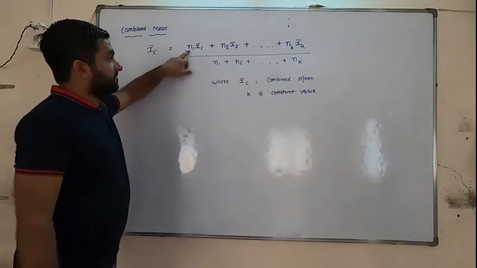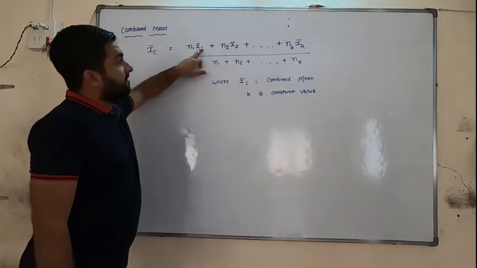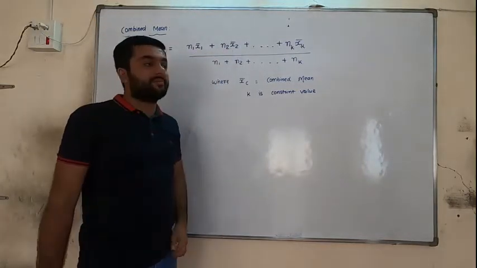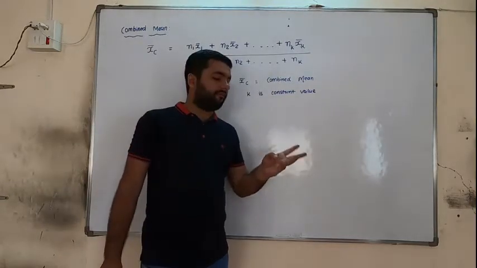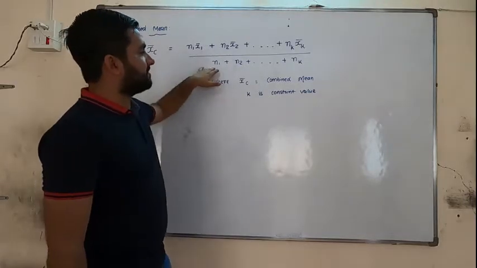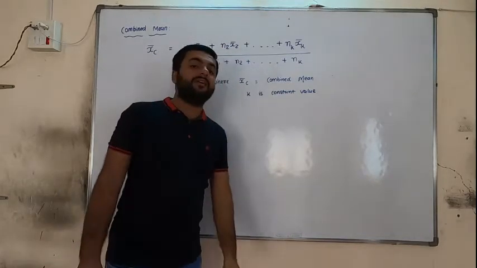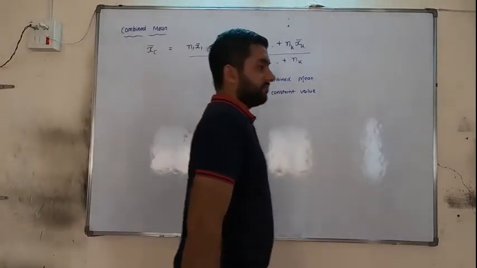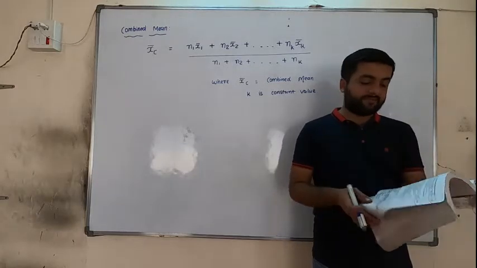First type of data's observations and its mean are multiplied, and then we add the second type of data's observations and second mean, till however many are given. Normally 3 types are given, though they can give 4 or 5. If 3 types are given, then n1 plus n2 plus n3 in the denominator, and n1 x1 bar, n2 x2 bar and n3 x3 bar in the numerator. So this is the combined mean formula. Now let us first solve the sums for combined mean, and after that we will write the formula for weighted mean.